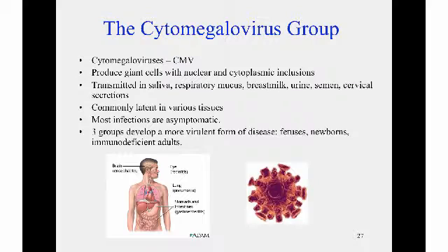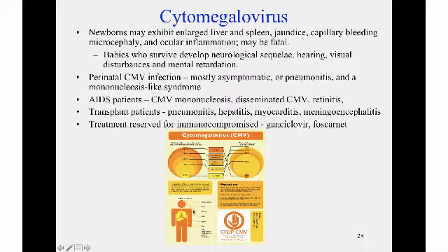On to CMV, so cytomegalovirus produces giant cells with nuclear and cytoplasmic inclusions, and it's transmitted in saliva, respiratory mucus, breast milk, urine, semen, and cervical secretions. And it is commonly latent in various tissues, mostly asymptomatic. But there are 3 groups that will develop a more virulent form of the disease: fetuses, newborns, and immunodeficient individuals. And this can affect the brain, eye, lungs, and stomach and intestines.